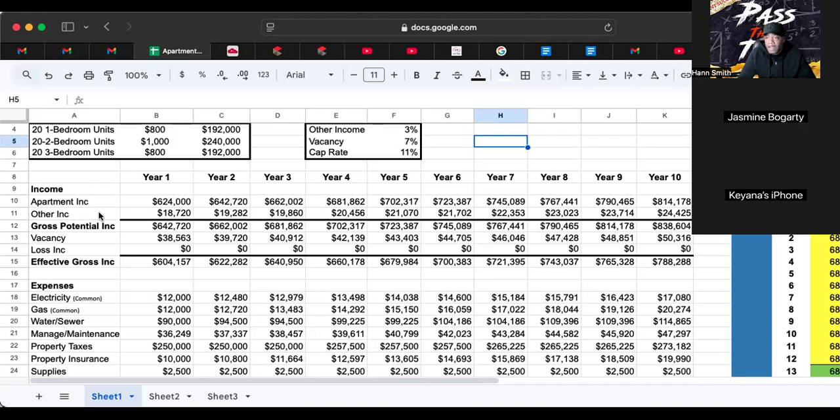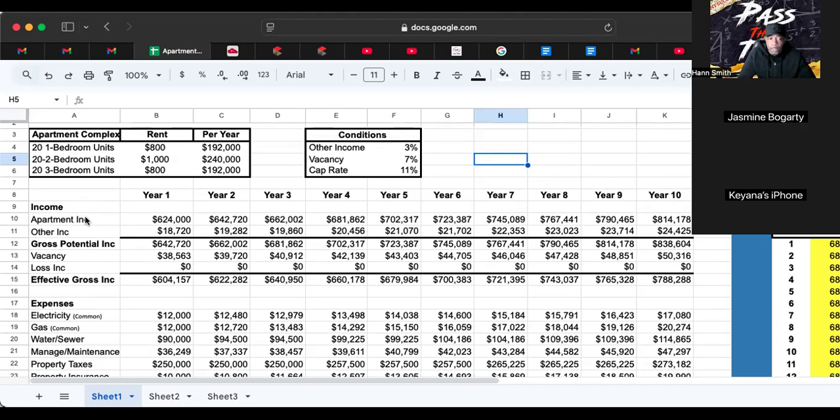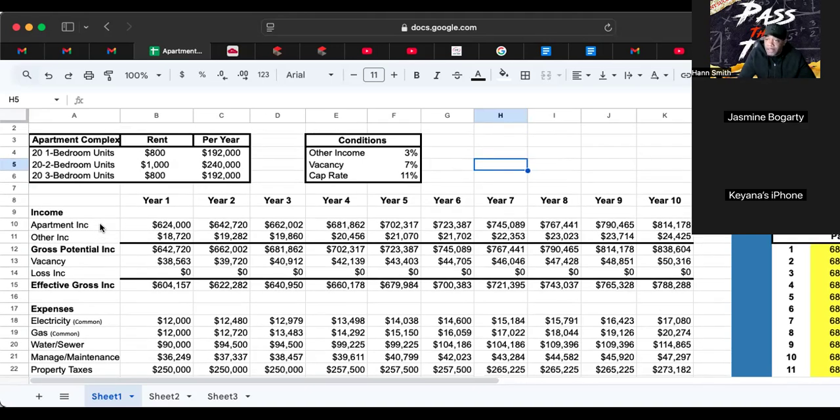So the first thing we have to do with an investment property is account for all the income: all the apartment income, all of the coin operated, whatever other income it might be. You might even have income from late fees. It's hard to project late fees because you don't know that income until it's late, so we don't necessarily include that here. But we have to determine what the gross potential income for the property is.